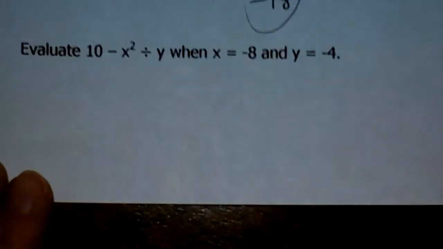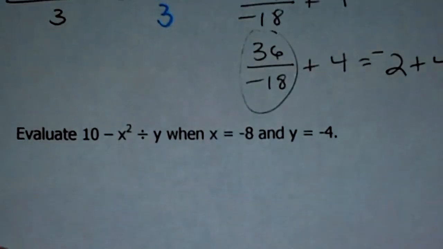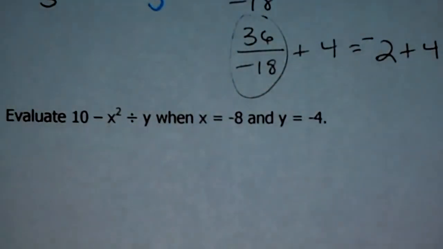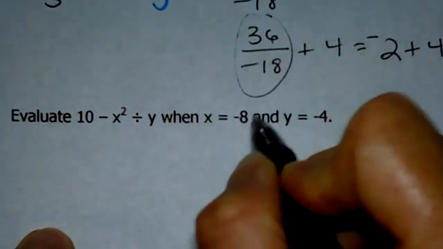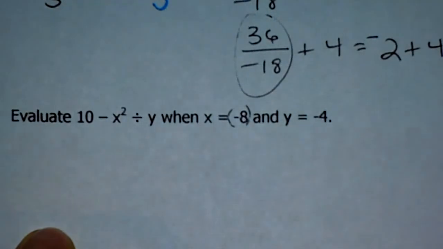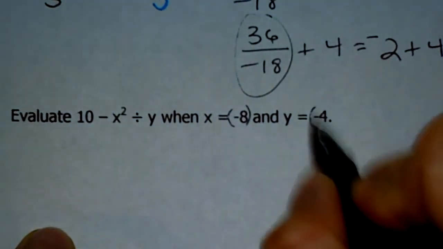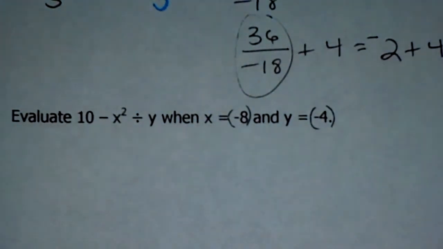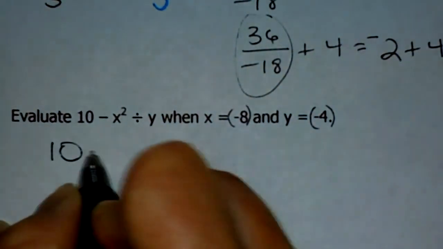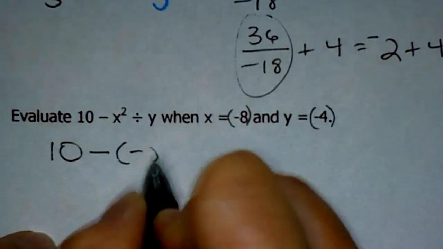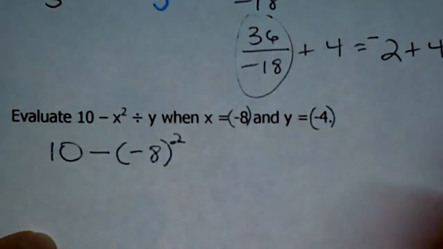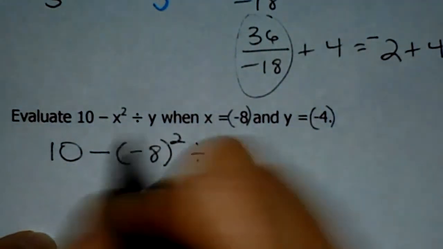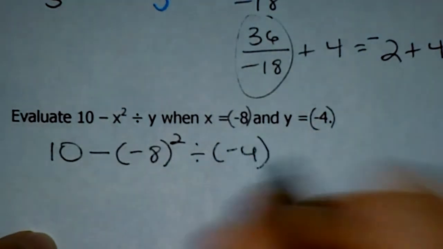Right, last one here. I ask you to evaluate 10 minus x squared divided by y when x equals negative 8 and y equals negative 4, on the grand finale. Remember, if I say x equals negative 8, that means the quantity of negative 8. And y equals negative 4 means the quantity of negative 4. Do that when you're plugging them in. So step 1, plug them in. 10 minus the quantity of negative 8 squared divided by, and y is negative 4.